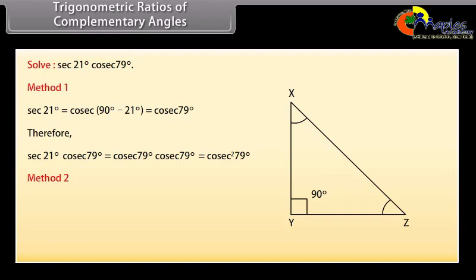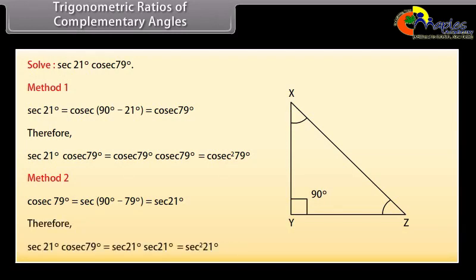Let us solve the same question in a different way. Cosec 79 degree is equal to sec (90 degree minus 79 degree) equals sec 21 degree. Therefore, sec 21 degree cosec 79 degree is equal to sec 21 degree sec 21 degree, which equals sec square 21 degree. Let us attempt one more question.